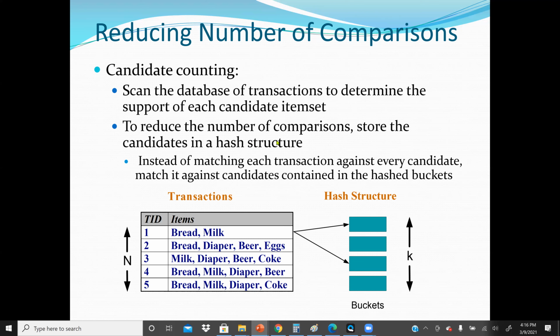Again, the concept here is to be able to reduce the number of comparisons, and we may go into detail in our next lectures. So instead of matching each transaction against every candidate, we only match it against the candidates contained in the hash buckets, because the candidates in the hash bucket are frequent candidates. This is the diagram showing our hash structure, the buckets, and the keys. Any frequent item set, again, we store it in the hash buckets.